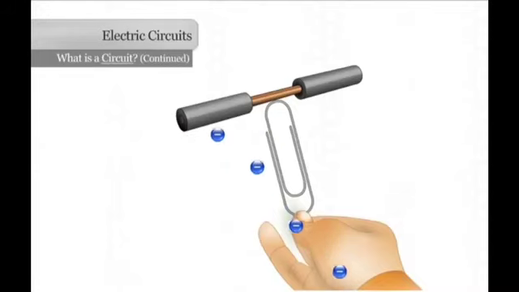Electricity will follow the path of least resistance. If the electrons take a path short of the complete circuit, it is called a short circuit.